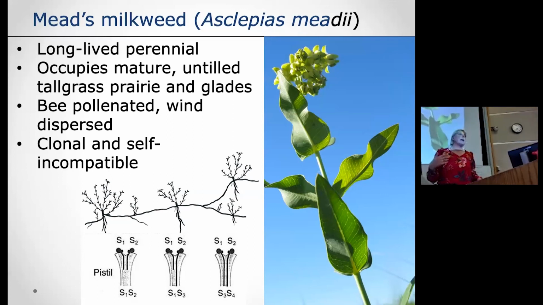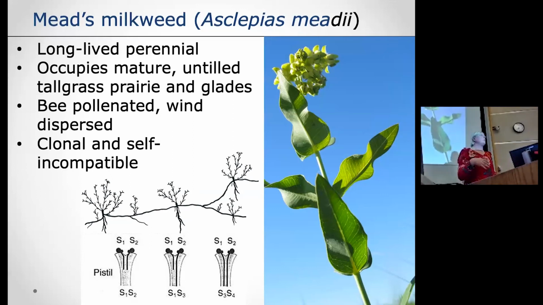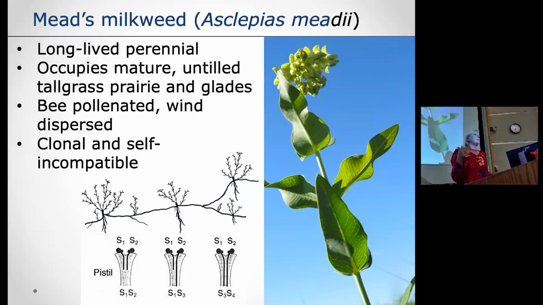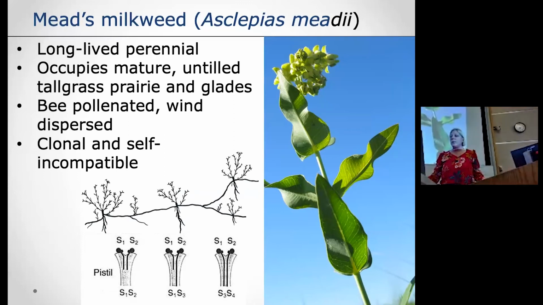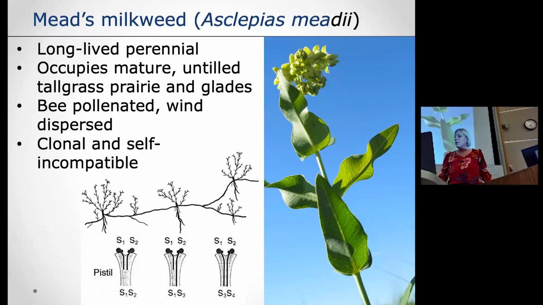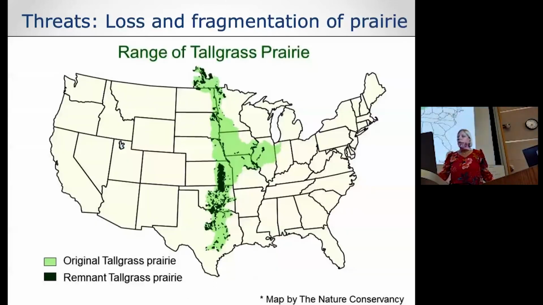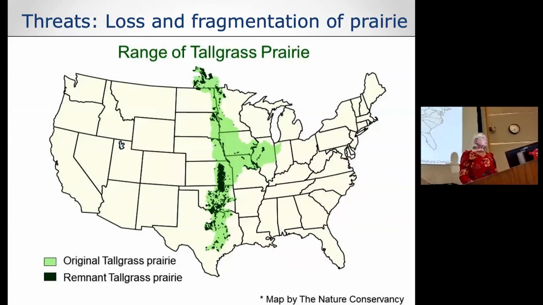It's also self-incompatible. So it has a genetic system that prevents self-fertilization and also reproduction between close relatives, which is a lot of times the case for clonal species. And so this species is really rare and endangered, largely because of habitat loss.